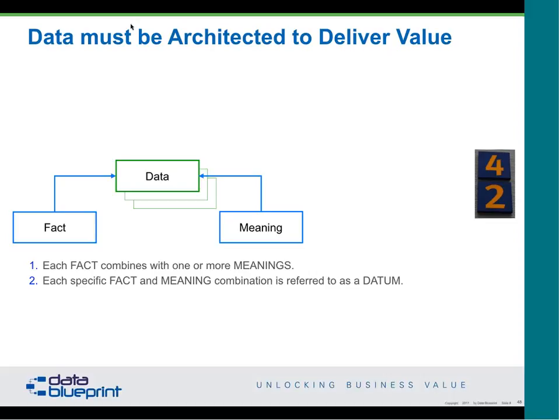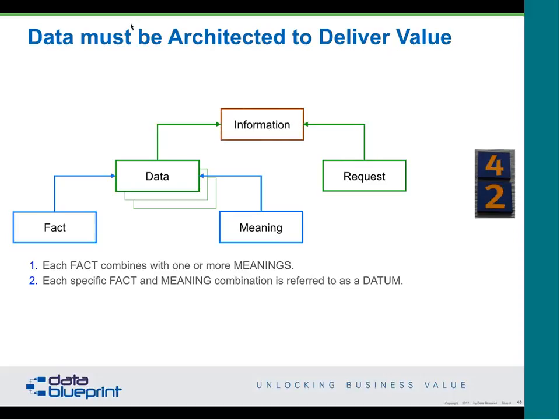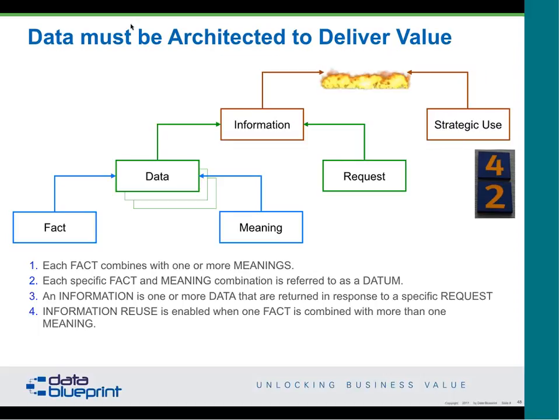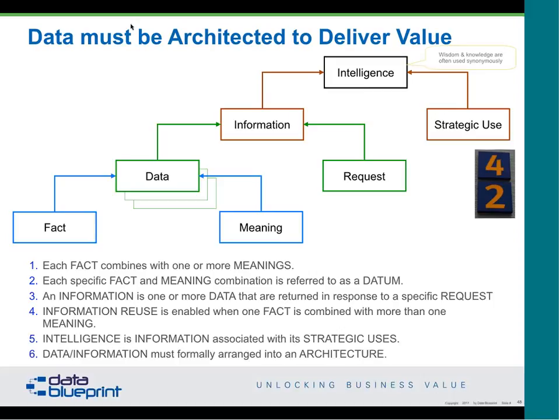But again, this is how we structure things. We then take that and add a request to it. So we move the information layer up above the data layer by saying that we're just collecting facts and meaning, but now that somebody has requested that information, we now have a request, and that differentiates it from data. And finally, we get to enlightenment, if you will: intelligence, knowledge, and wisdom, if we understand how that data and information is transformed into strategic use for the organization.